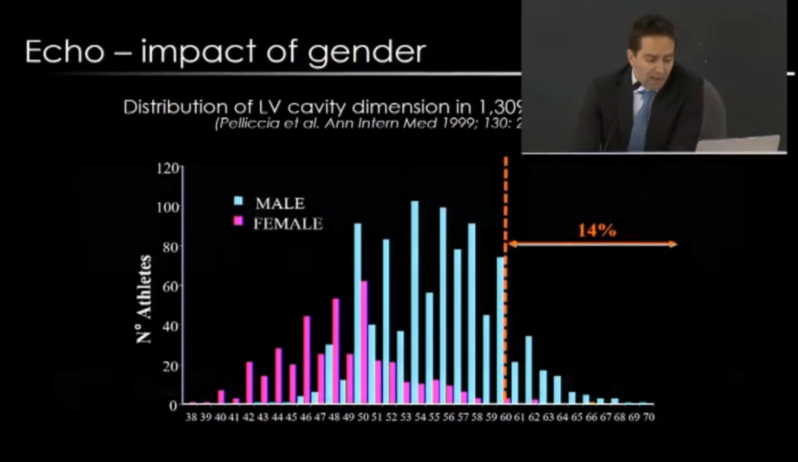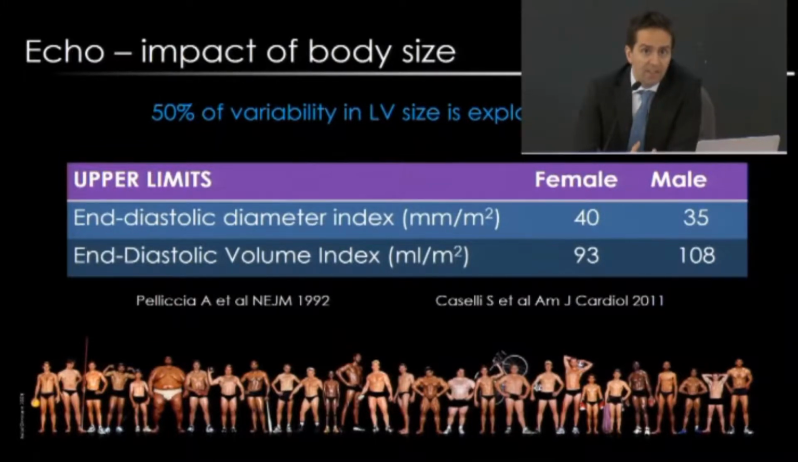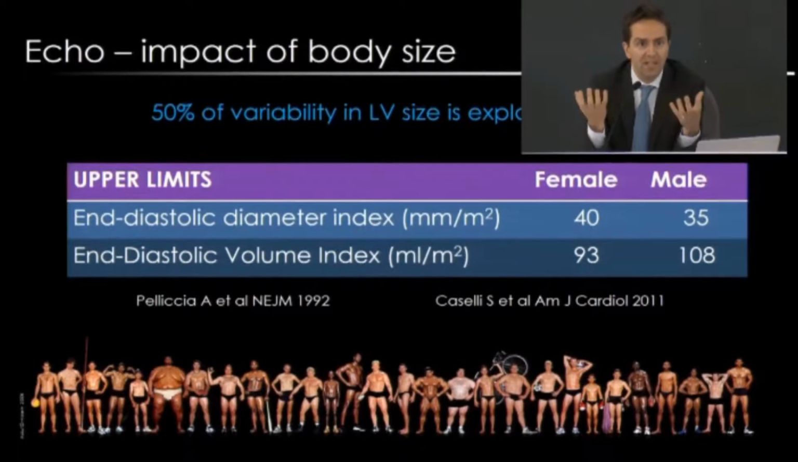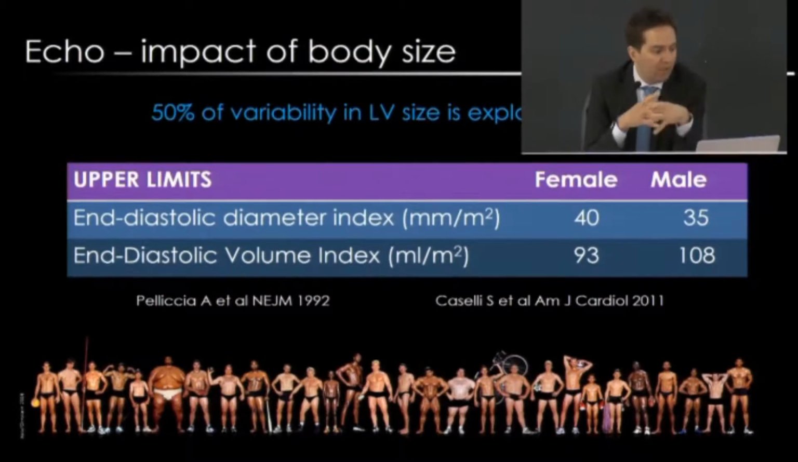However, what is important, as I told you, is that you have to interpret this finding of a large left ventricle in terms of the body size of the athlete. Indeed, several studies, done with M-mode echocardiography, two-dimensional echocardiography, but also with three-dimensional echocardiography, reported that around 50% of the variability in left ventricular size can be explained by the body surface area. So what I suggest is that when you are reading an echo, you identify the values corrected by the body surface area.